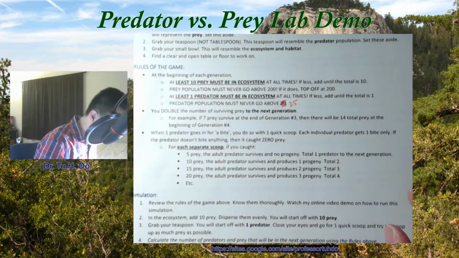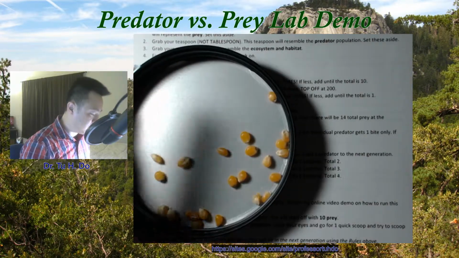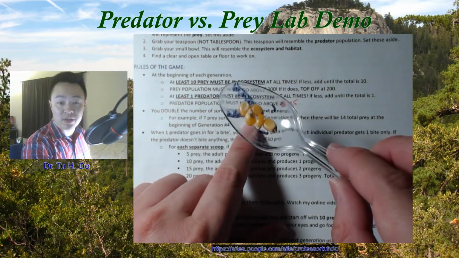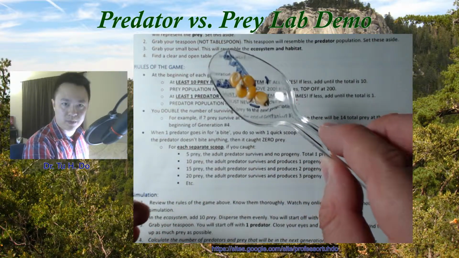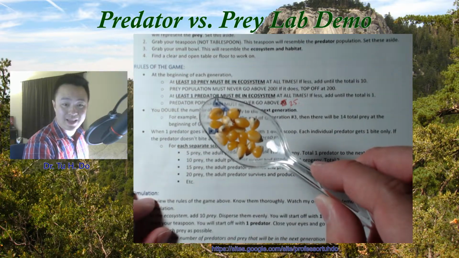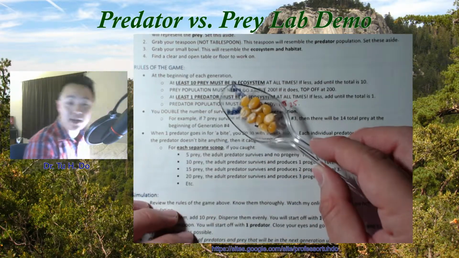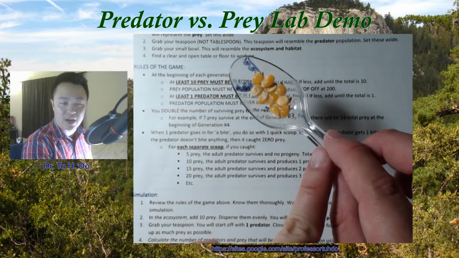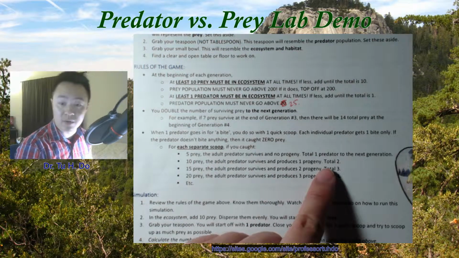Okay? And then for each separate scoop, say for example, if I have 5, so now I've caught 5 in this one. That means that this predator survives, but it doesn't produce an offspring. Now, if you go in for a scoop here, say for example like this, and you have say 10 of them. Say that in another scoop you got 10. Well, that means that the first 5 this predator survives, and then because you ate another 5, then it produces 1 offspring. So therefore, you get a total of 2.